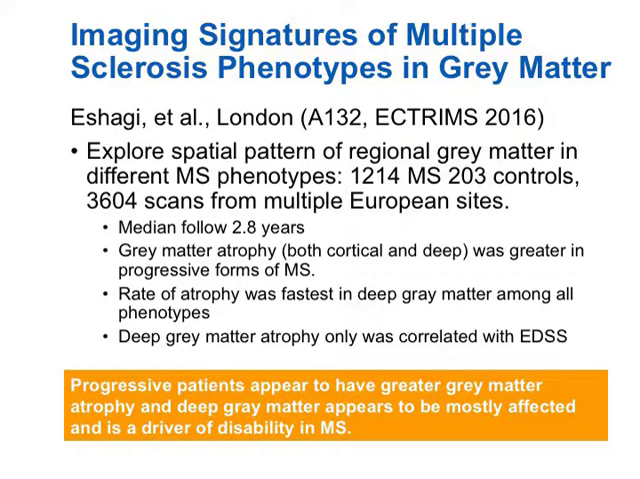These are results that have been presented previously, or have been suggested previously by other groups, but this is probably one of the largest studies that convincingly shows the importance of deep gray matter structures in the pathophysiology and accumulation of disability in multiple sclerosis.